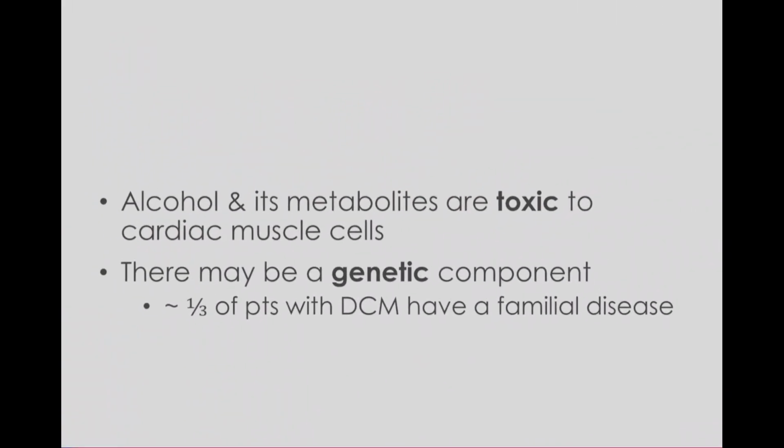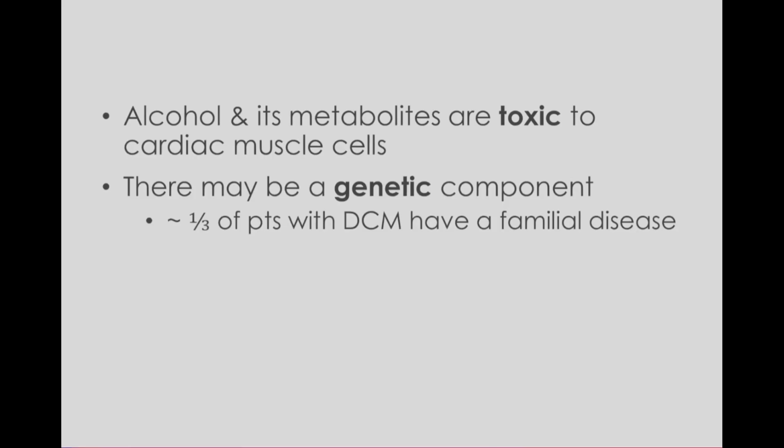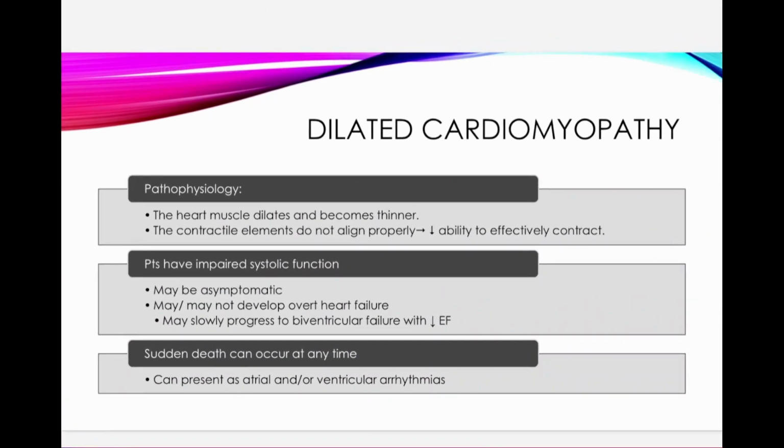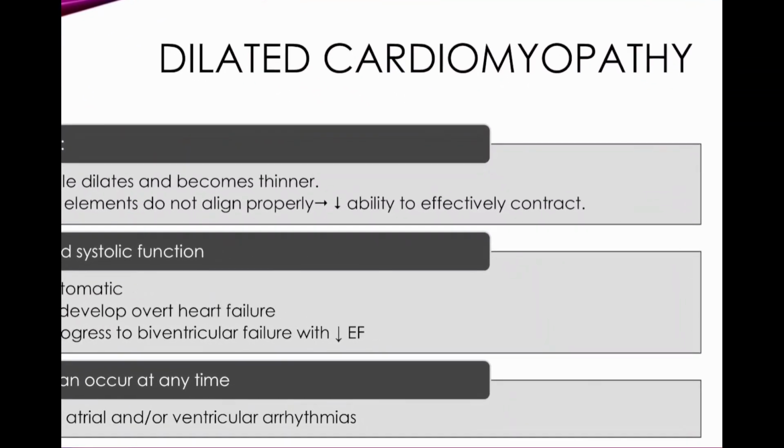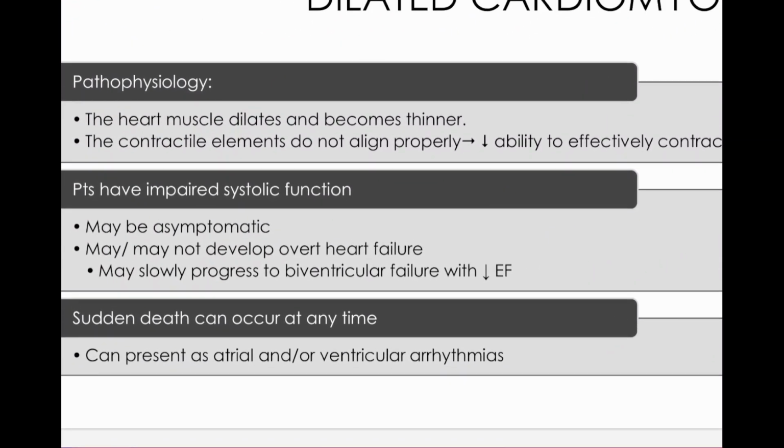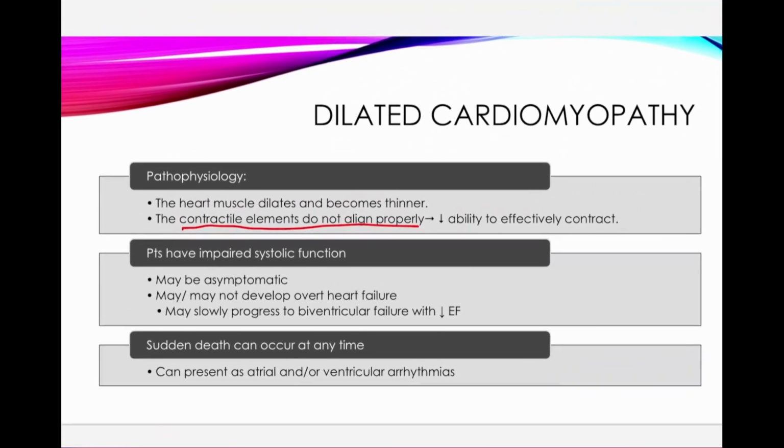Alcohol, like I said before, is toxic to cardiac muscle cells. So with chronic alcoholics, you have to watch out for their heart. Also, there may be a genetic component to these DCMs as well. So what's going on? The heart muscle dilates and becomes very thin. Contractile elements don't align. Actin and myosin are not lined up properly anymore because the sarcomere got lengthened. So we can't contract very well.